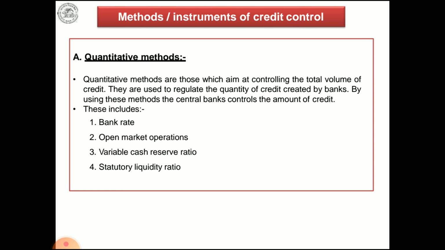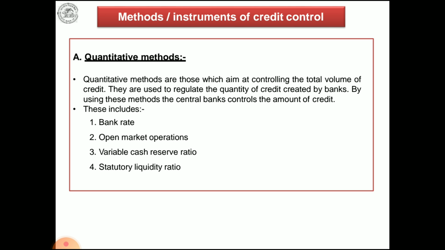So let us start with the first broad classification, that is quantitative methods. Quantitative methods are those which aim at controlling the total volume of credit. These are used to regulate the quantity of credit by banks. By using these methods, the central bank controls the amount of credit. All right. So these are those methods which aim to control the total volume of money or total supply of money in the nation.